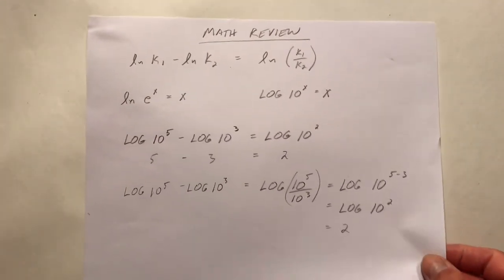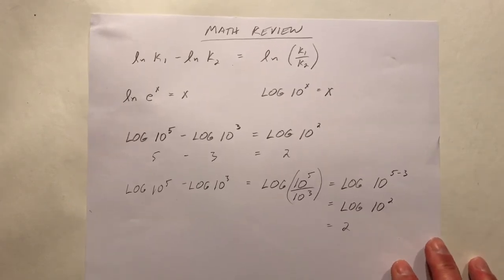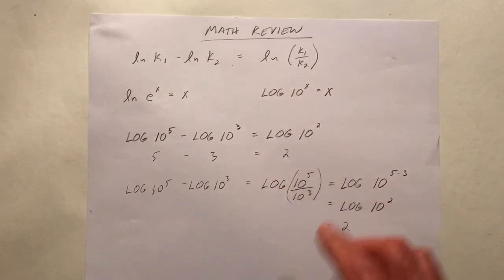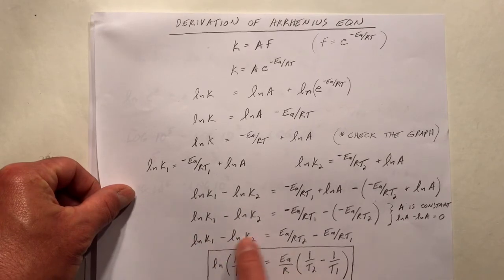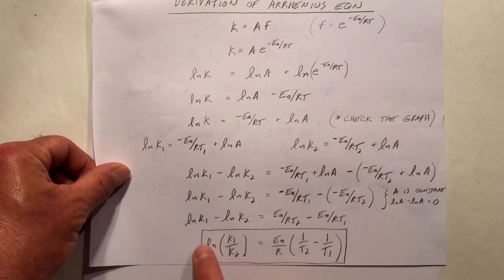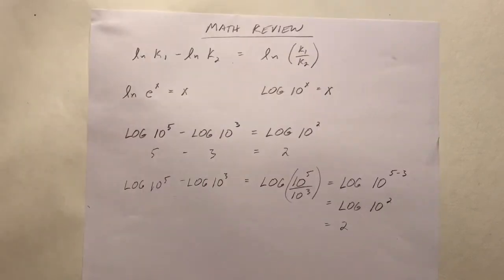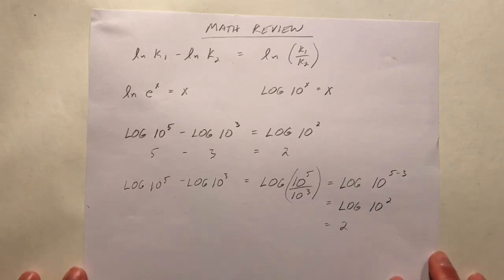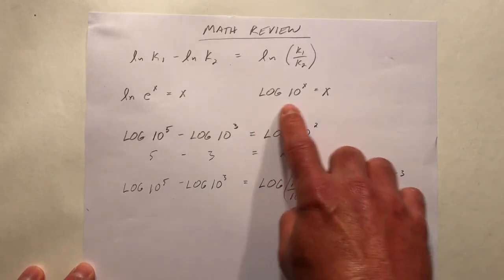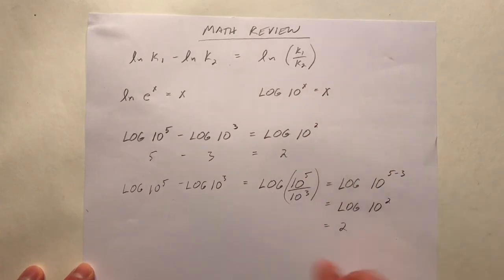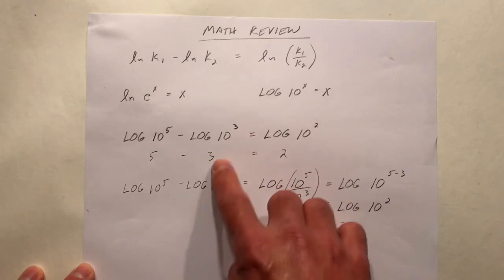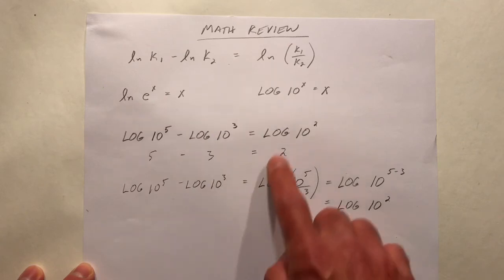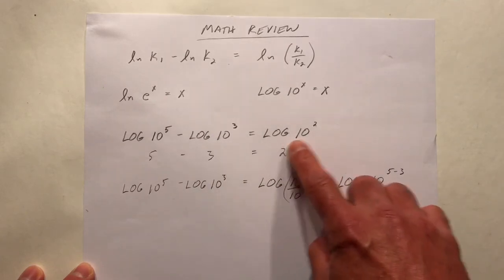So let's just do a quick math review here. Remember that we said natural log of k1 minus natural log of k2 could be expressed as natural log of k1 divided by k2, right? We took this equation on the left and made it look like that on the left. So remember, the natural log of e to the x is equal to x. And I like to use log base 10. It's a little bit easier to wrap your mind around. Log of 10 to the x is equal to x. So we could say log of 10 to the 5 is equal to 5. Log of 10 to the 3 is equal to 3. So 5 minus 3 would be 2. Log of 10 to the 5 minus log of 10 to the 3 should be log of 10 to the 2 then, because log of 10 to the 2 is 2.